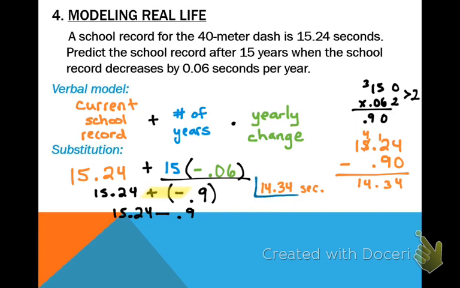Don't forget, since it's a modeling real life, you want to always make sure that you put units attached to the modeling real life problems, okay? Excellent job today on that.